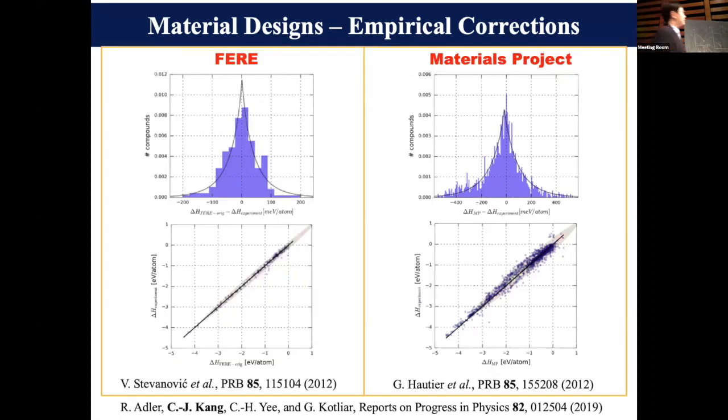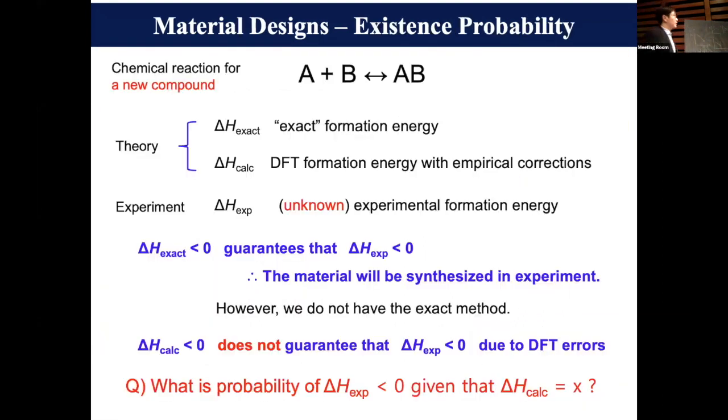So another empirical scheme called FARE also gives good statistics. Both empirical schemes reduce the systematic error realized in the DFT computation. However, they still have a significant standard deviation. Due to the sizable deviation, a compound predicted to be stable will not necessarily be found in experiment, and vice versa. Then our question is, how can we provide a reliable result for the global stability? So we will discuss this in this slide.